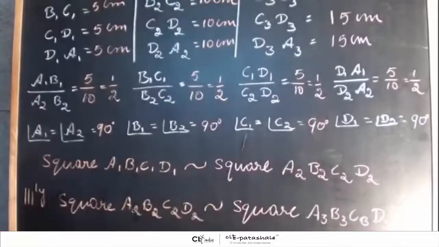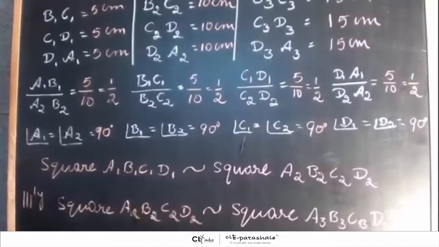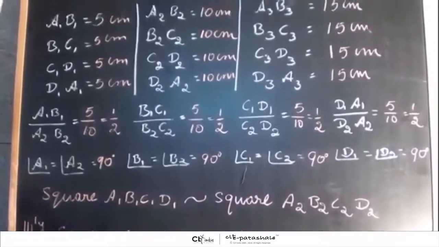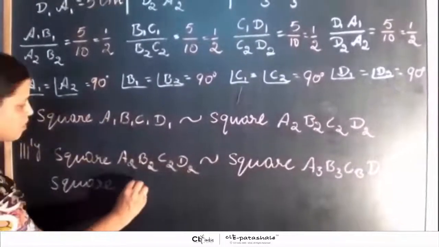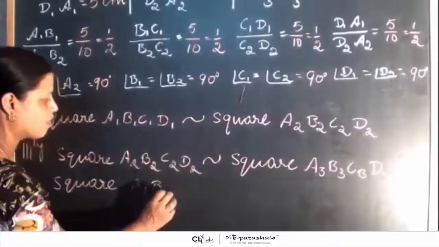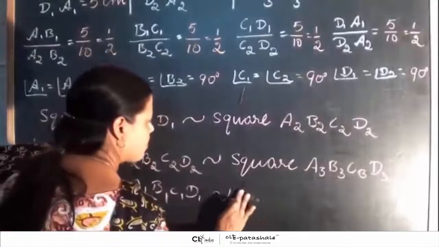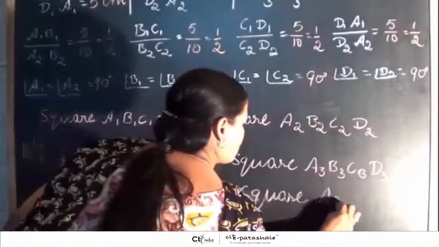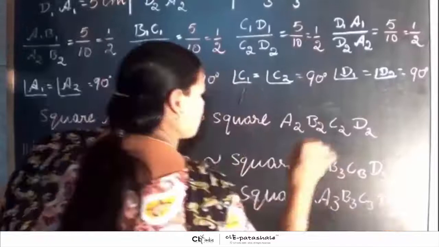So what did we say at the opening statement of our activity? That if one polygon is similar to the second polygon and the second polygon is similar to the third polygon, then the first polygon is similar to the third polygon, which we have proved through this activity. So we can say that square A1, B1, C1, D1 is similar to the square A3, B3, C3 and D3.